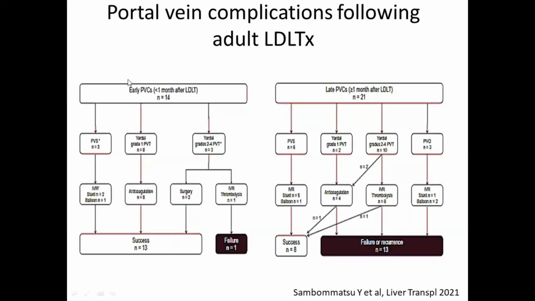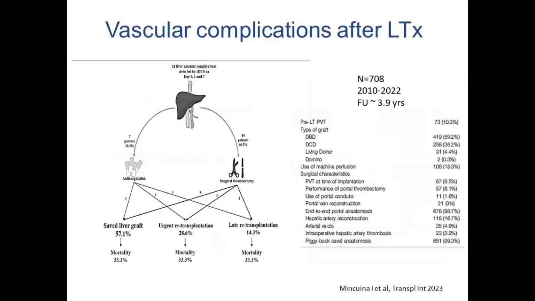And this is the management algorithm which these authors followed. You can see that if you had an early portal vein complication, the denominator is 14, but in 13 you were able to restore flow. Whereas if you have a late portal vein complication, again the failure rates are pretty high and you are able to get success only in a small proportion of patients. So this is very important to remember again, that this complication should be picked up in a timely manner.